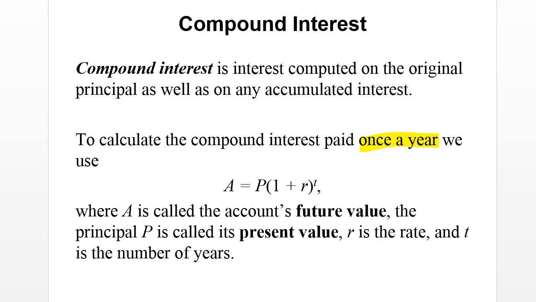Same thing as before. A is the future value, P is the present value, or the principal, whatever you want to call it. R is the rate. We're going to use a decimal form again, and then T is measured typically in years for all these interest type problems.